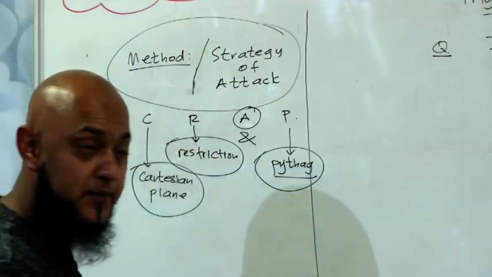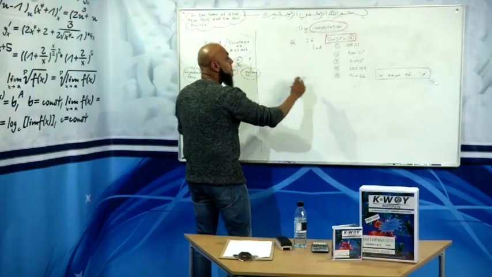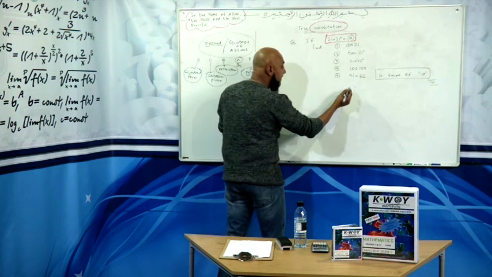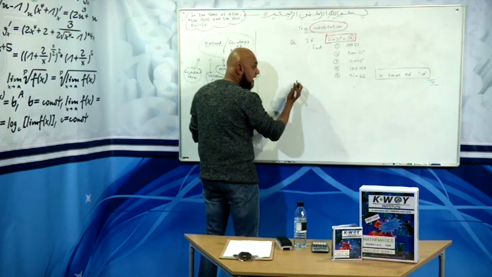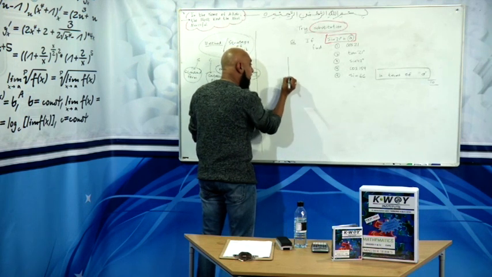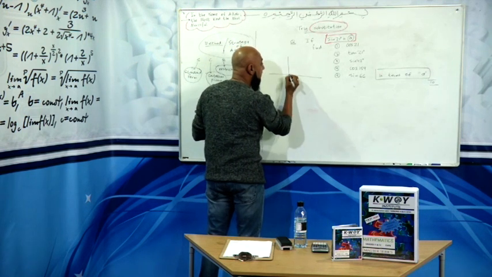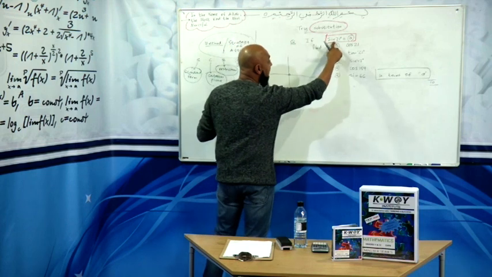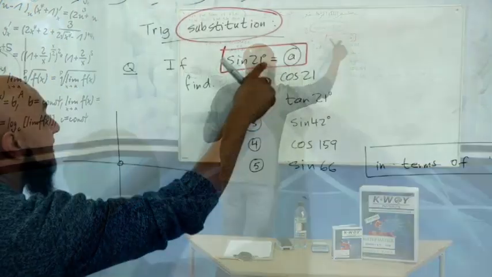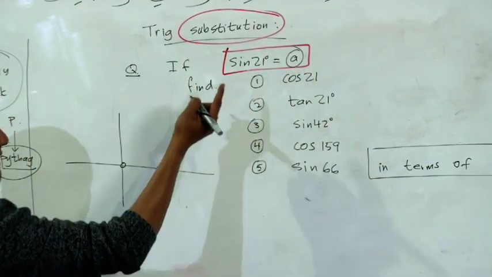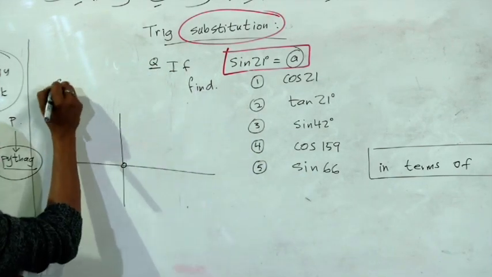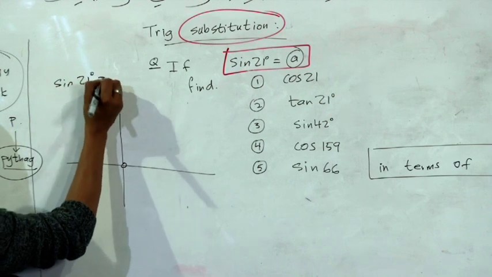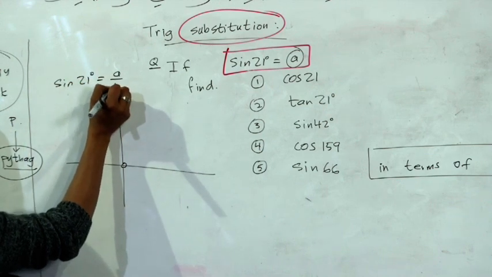Let's apply it. Before we even start answering the question, you need to draw the diagram, guys. You get marks for the diagram. So put your diagram down here. Let's see, is this in standard form? Yes, it is. Sine 21 equals A over 1. So it is in standard form. We say sine 21 is equal to A. We know A is A over 1.